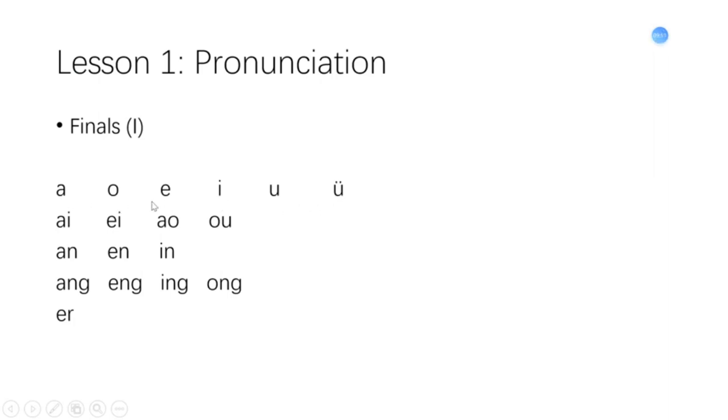A, o, e, i, u, ü. Now let's try to read the first line with the different tones. We add the first tone, second tone, third tone, and fourth tone to each one, and we read it in this way. Ā, á, ǎ, à. Ō, ó, ǒ, ò. Yī, yí, yǐ, yì. Wū, wú, wǔ, wù. Yū, yú, yǔ, yù.